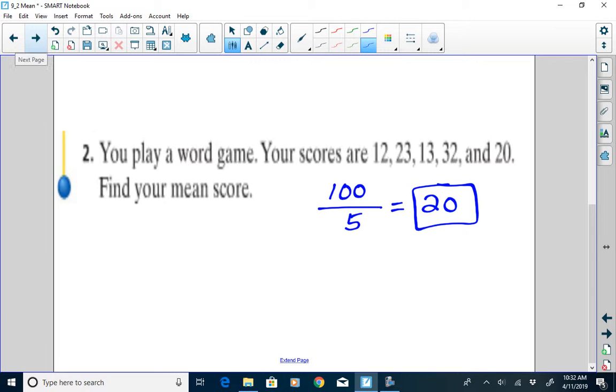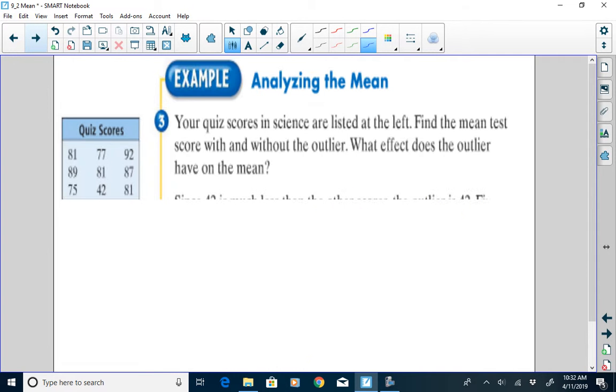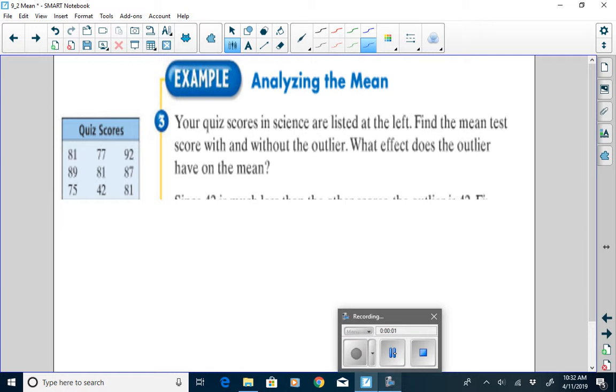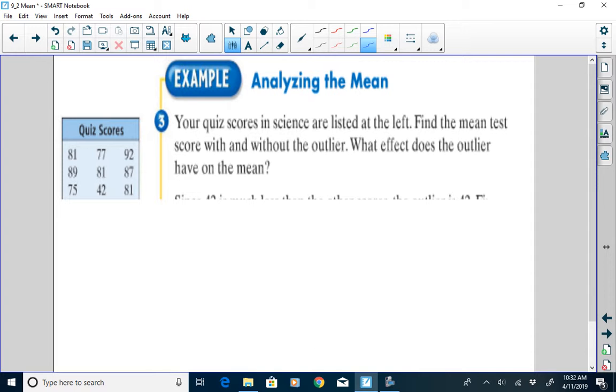Okay, let's take a look at some other examples. Your quiz scores in a science class are listed at the left. Find the mean test score with and without the outlier. What effect does the outlier have on the mean?